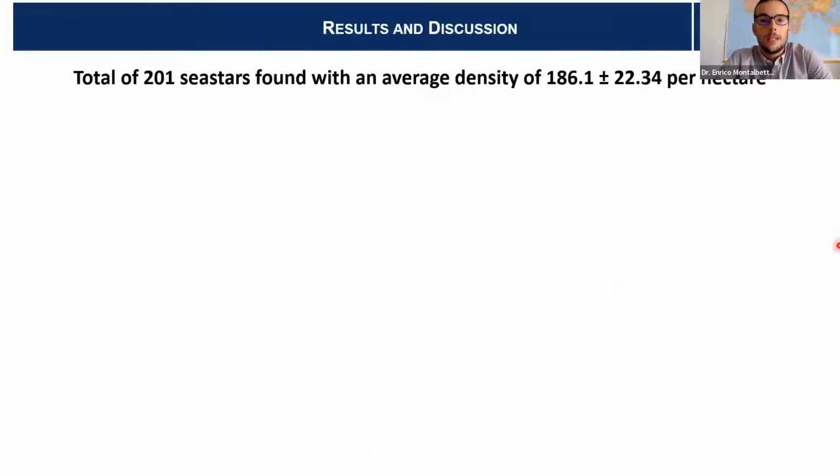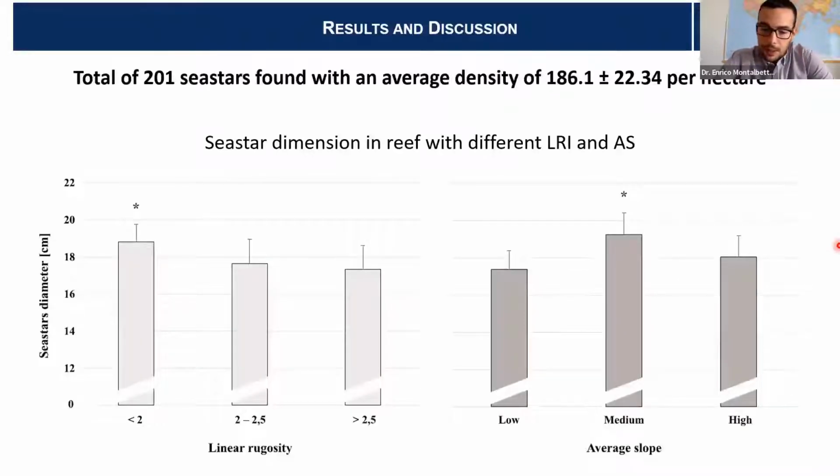Coming to our results, a total of 201 seastars was found, meaning an average density of approximately 186.1 seastars per hectare. The first interesting thing that we found is a sort of confirmation of hypotheses advanced by previous studies that were never tested before, which is that due to its particular body shape, Culcita distribution can be influenced by how seastars of different dimensions can move on reefs with different topographic features.